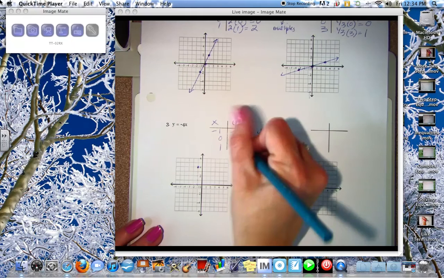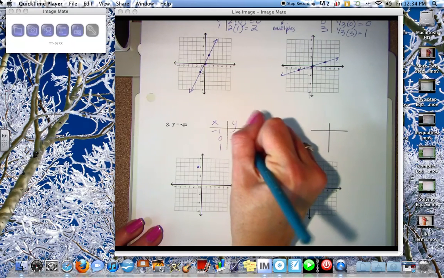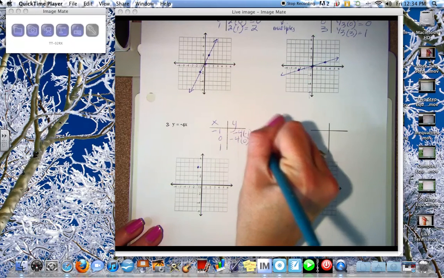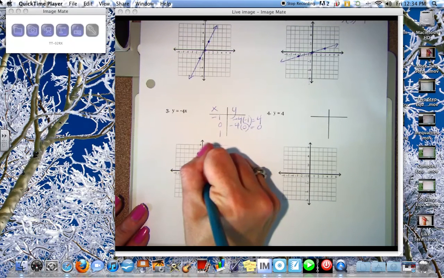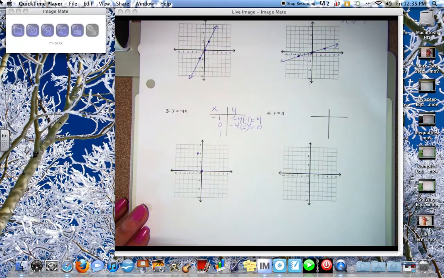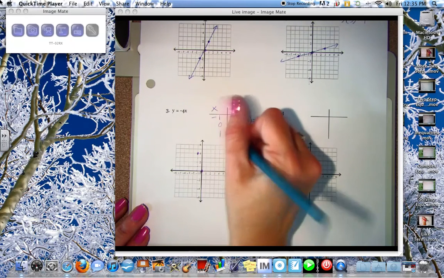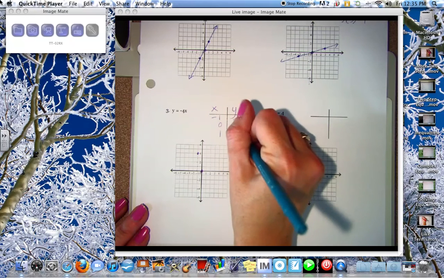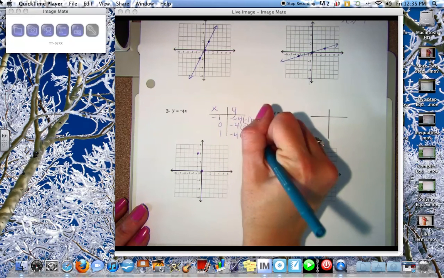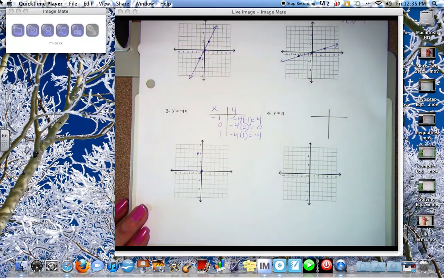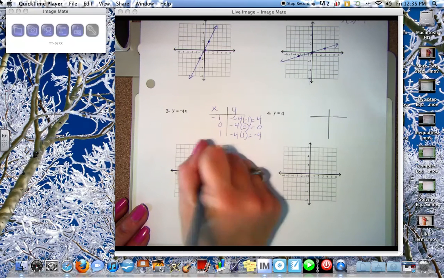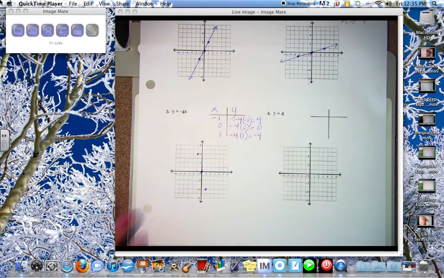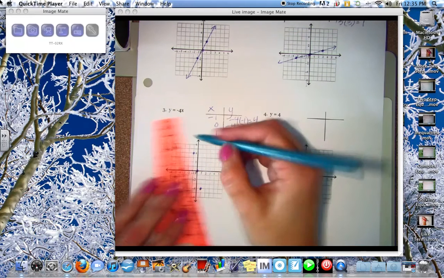All right, so next I have -4 times 0, which gives me 0, which puts me where? At the origin. And I have -4 times 1, which gives me -4. So my ordered pair is 1 and -4. And do I have a straight line? Yeah. Okay.